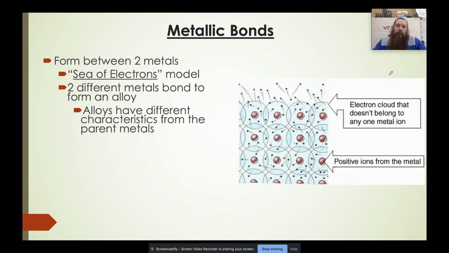Iron, better than bronze. Steel, better than iron as far as tensile strength and some things like that. So steel is an alloy of carbon and iron. Iron is obviously just an element. It's not an alloy.